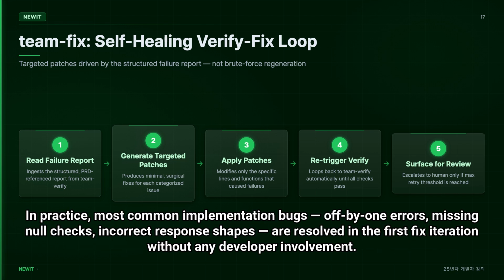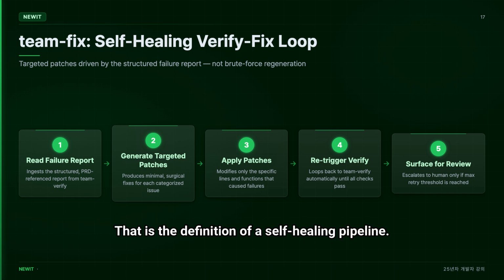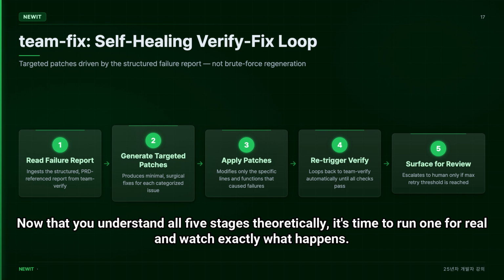In practice, most common implementation bugs, off-by-one errors, missing null checks, incorrect response shapes, are resolved in the first fix iteration without any developer involvement. What you're left with is not just generated code, it's generated, tested, and self-corrected code. That is the definition of a self-healing pipeline. Now that you understand all 5 stages theoretically, it's time to run one for real and watch exactly what happens.